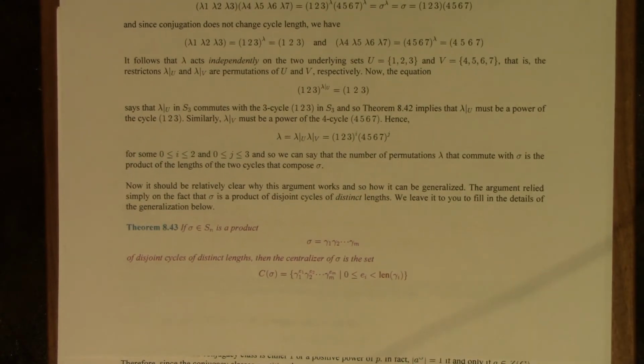Now this argument, if you study it and it makes sense to you, it'd be relatively clear how to generalize it. The argument relied on the fact that sigma is a product of disjoint cycles of distinct lengths. It wouldn't work if the lengths of the cycles were not distinct. It would be a more complicated analysis, which we won't go into.